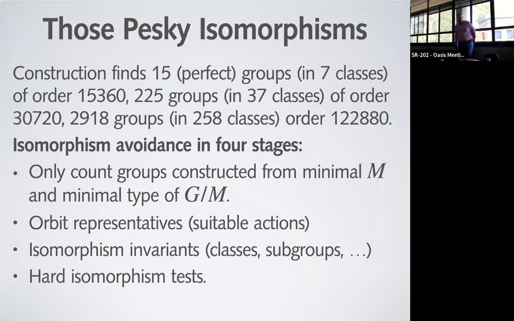So for example, order 15,316, I find 15 groups, but there are just 7 isomorphism classes. Or if I go to the next order bigger by a factor 2, I find 225 groups and 37 classes. Again, factor 4, I find 10 times as many groups. Yeah, so as the orders grow bigger, the factor between the groups I'm finding and the classes gets bigger and bigger. And that is this problem of dying on isomorphism tests.